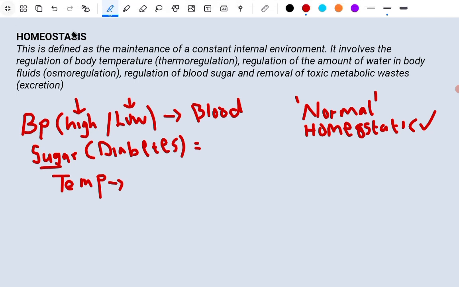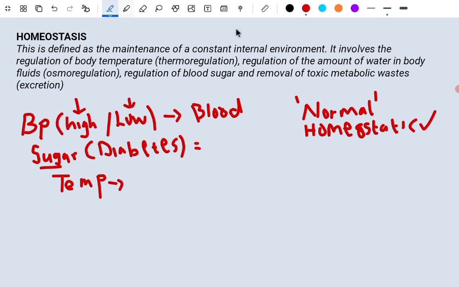So homeostasis is defined as the maintenance of a constant internal environment. The internal environment has to be maintained at a constant. It must always be the same. Your body should always be at normal levels. The BP should be at normal level. The sugar should be at normal level. The temperature should be at normal level. This is what homeostasis actually does.